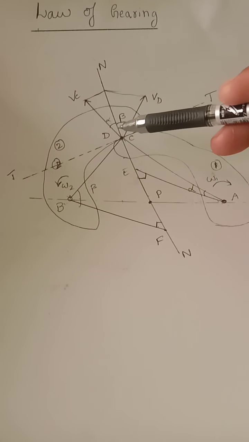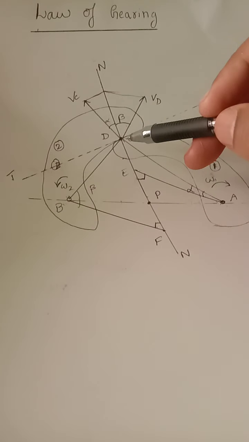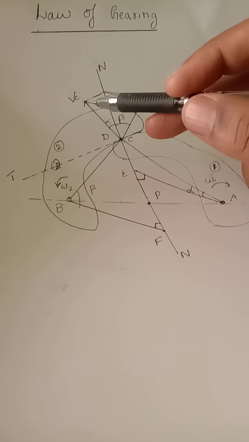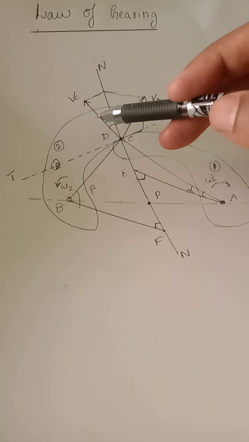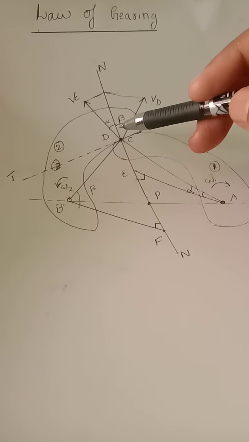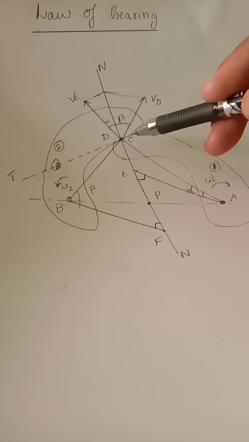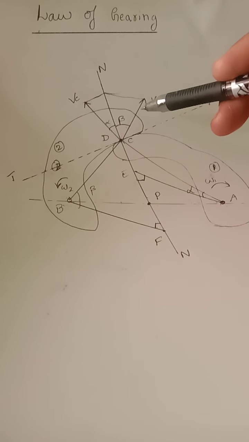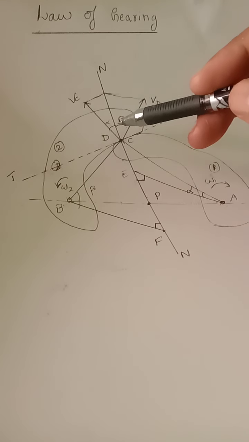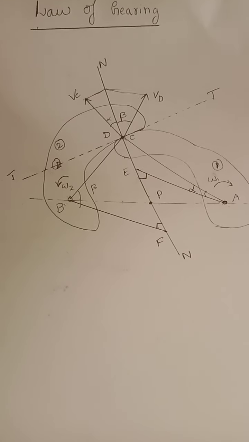Okay, and these alpha and beta are the respective angles. If it is considered on C, then the velocity vector VC makes an angle alpha with respect to the normal. If it is considered on point D, then the velocity vector VD makes the angle beta with respect to the normal.